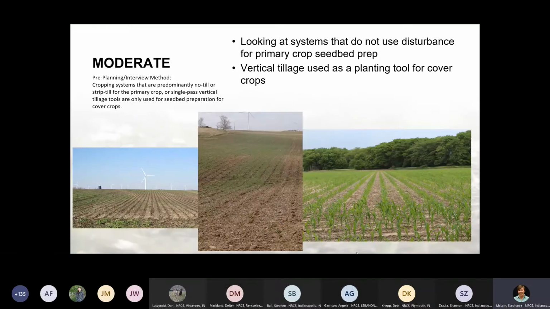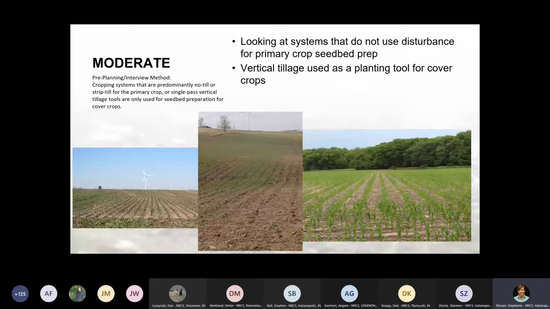Next is our moderate medium category. And again, we're looking more at these predominantly no-till systems. We're reducing that amount of disturbance, but we might still have a true vertical tillage type implement in there, something that is not disturbing the entire surface of that field and is being used for the planting of cover crops. Again, if it's being used for seed bed prep before planting corn or beans, that doesn't fall in this category. This is only when that tool is used for seeding of cover crops in that system.